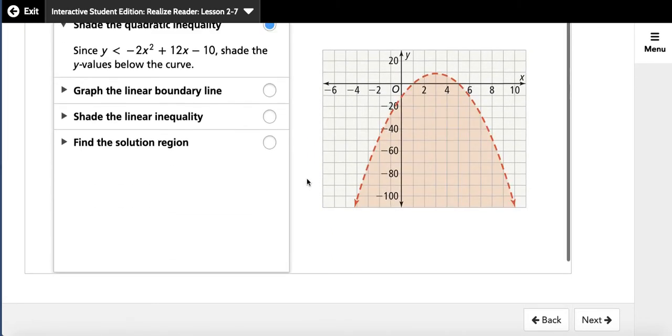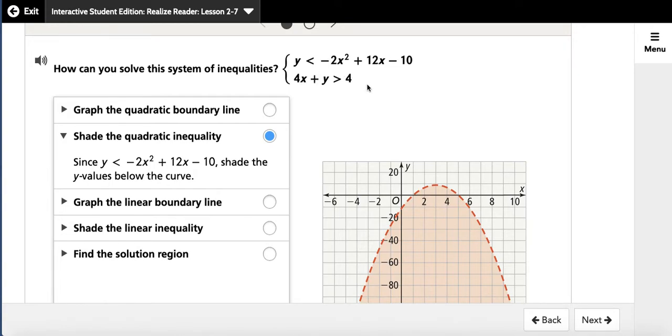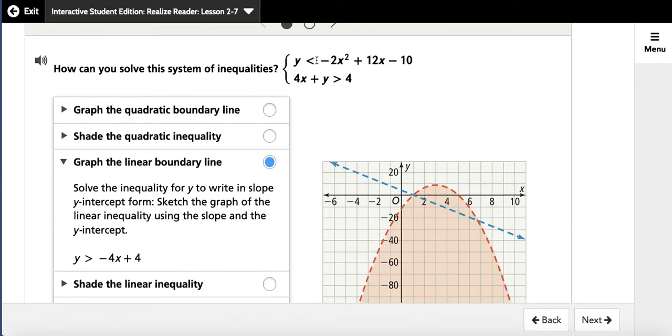Now we also need to graph the linear boundary line. I can subtract 4x from both sides and get y is greater than negative 4x plus 4. It doesn't equal it, so I'm going to have another dashed line. I didn't mention that up here. There's no equals, so it's a dashed line in both cases.